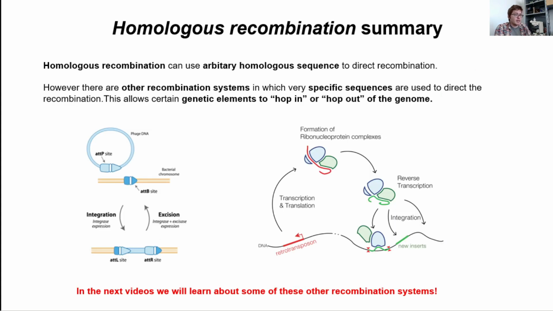Now, as we said, homologous recombination can use any arbitrary homologous sequence to direct recombination, and that's very powerful from the repair point of view and the allelic variety point of view. However, what we're going to talk about in the next series of lectures are other types of recombination systems in which very specific sequences are used to direct the recombination. And this is something that certain genetic elements or viruses use to be able to insert themselves and excise themselves very cleanly from specific locations of the genome.